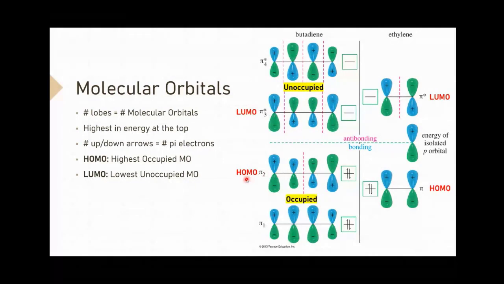HOMO means highest occupied molecular orbital, and LUMO means lowest unoccupied molecular orbital. So for HOMO, since these two are our only occupied molecular orbitals, the highest one would be the one on top because it's higher in energy. And for unoccupied, since these are our only two unoccupied orbitals, the lower one will be our LUMO, which means lowest unoccupied, so lowest in energy.